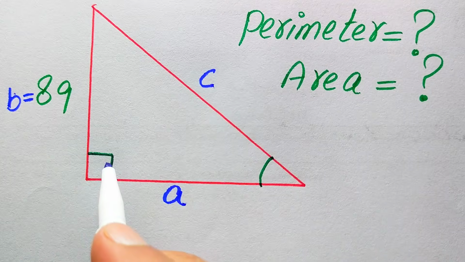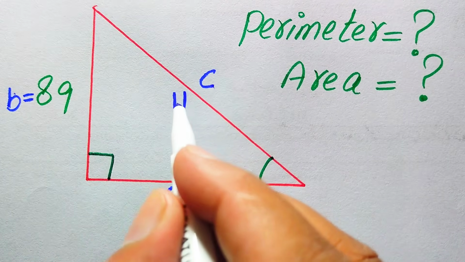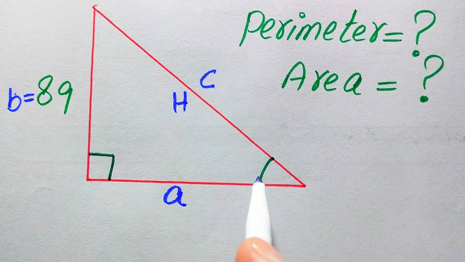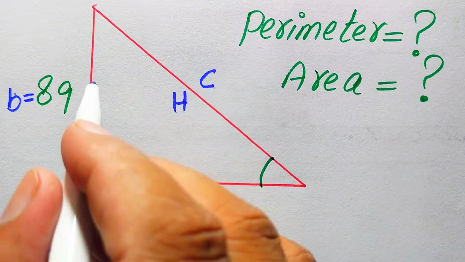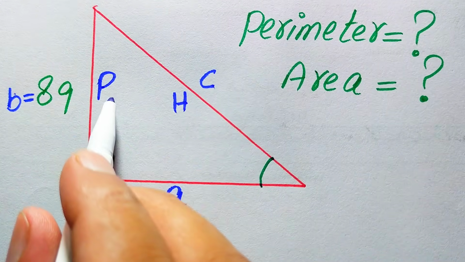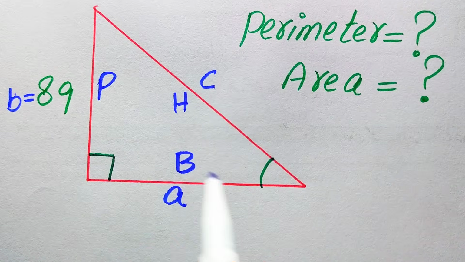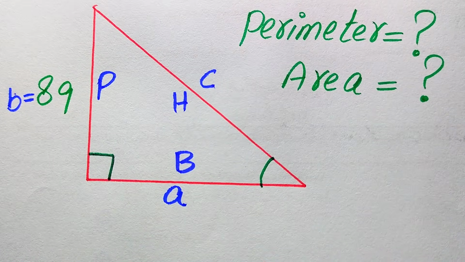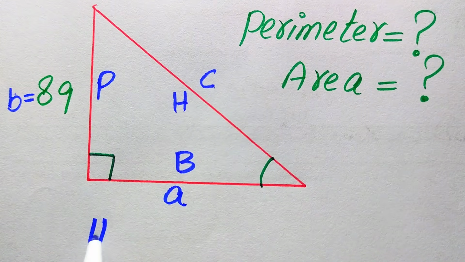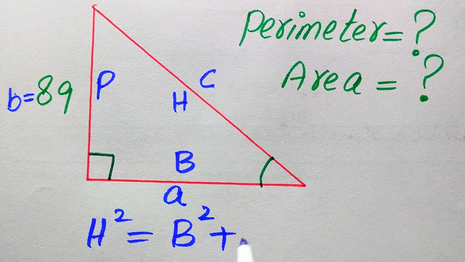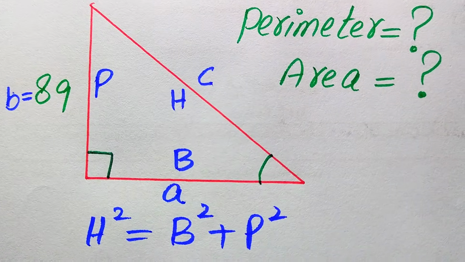Further, you see here the side opposite to the right angle is called the hypotenuse. The side opposite to the other unknown angle is called the perpendicular side. This side is perpendicular, and the side that joins both of these two angles is called the base of this triangle. So here these are the sides of the given triangle, and now we state the Pythagoras theorem as hypotenuse square is equal to base square plus perpendicular square.